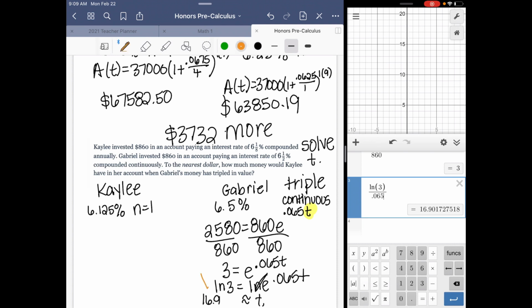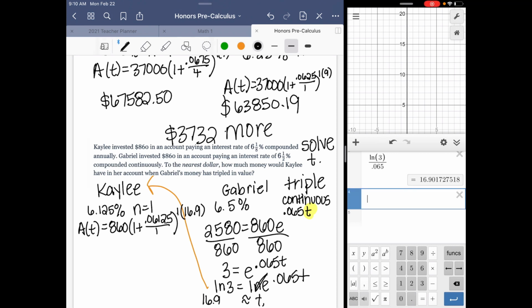So now we're going to use that time, and we're going to apply it to Kaylee. So Kaylee is compounded annually. All right, so we have A of t, because we're going to actually be solving for Kaylee's final value. And it's going to start out with the initial value of 860, 1 plus my rate of 0.06125 over 1. And then we're going to raise it to 1 times 16.9, because we had to use that time in order to calculate her stuff.